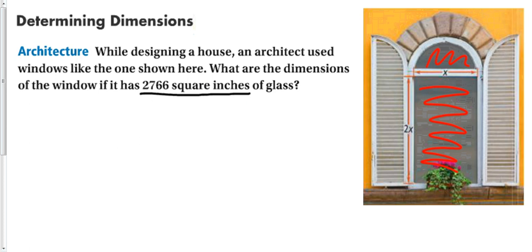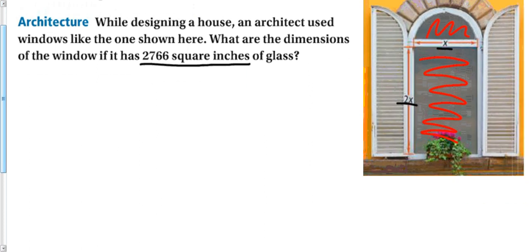Well, I can see that the rectangle is nice and easy. That's 2x times x. So that's 2x times x, which is 2x squared. Okay, well, next.